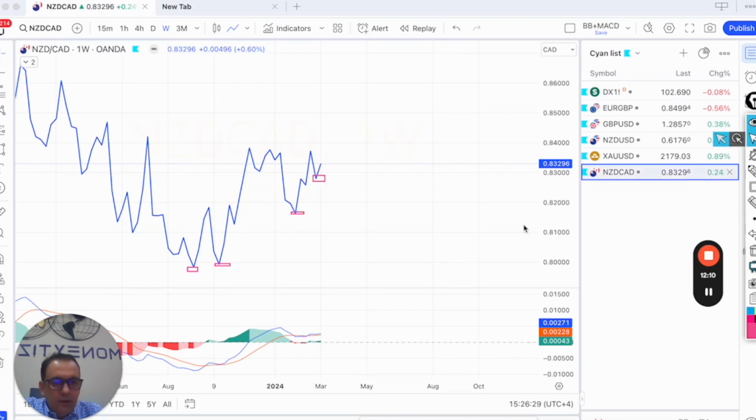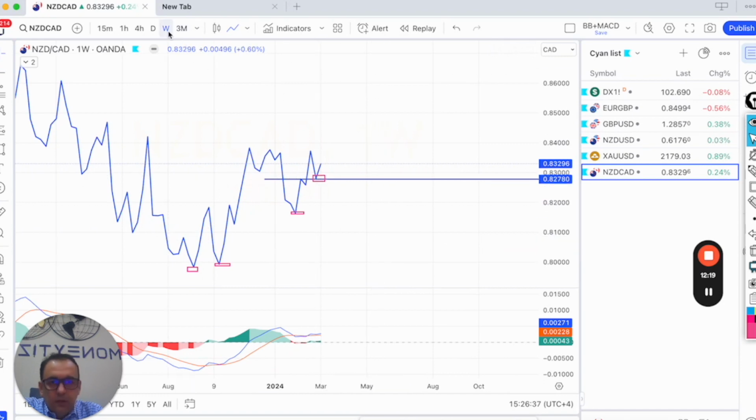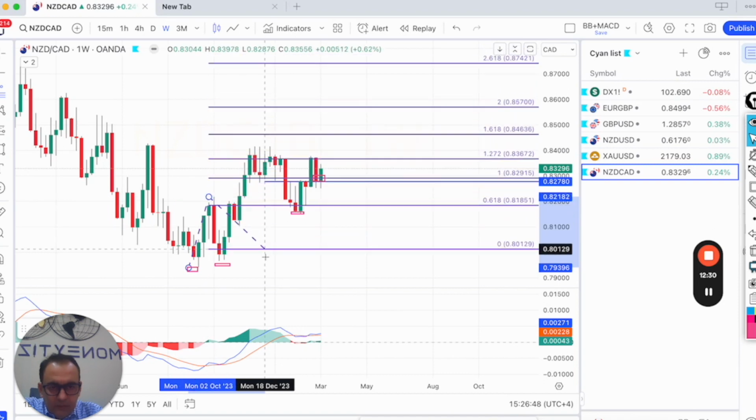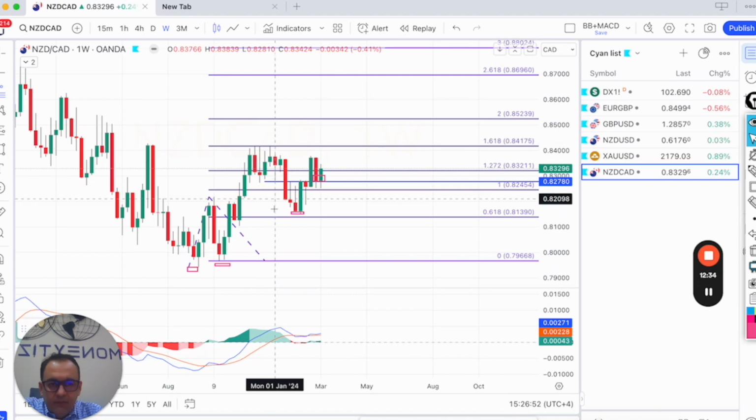So until we see a price break below this level, the recent low formed, the trend remains bullish for New Zealand CAD. Now I'll apply Fib extension on the first bullish cycle, followed by Fib extension on the second bullish cycle.